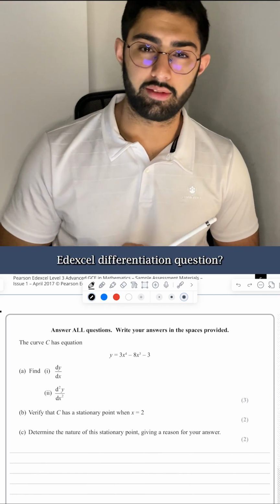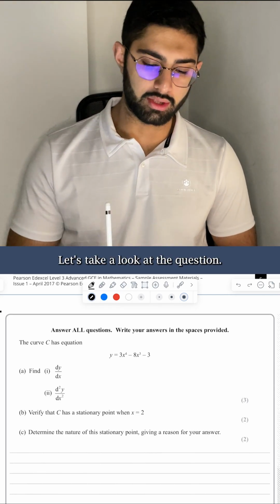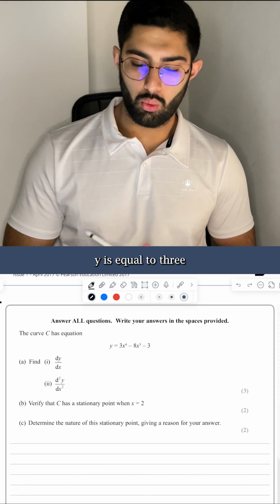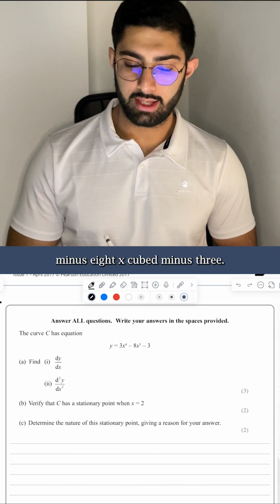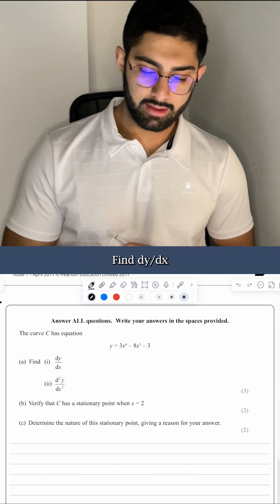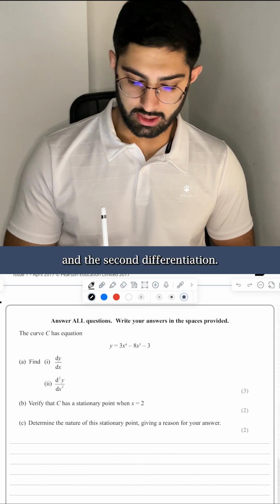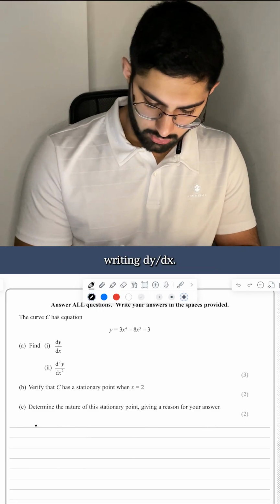Can you solve this Edexcel differentiation question? Take a look at the question. The curve C has an equation y is equal to 3x to the power of 4 minus 8x cubed minus 3. Find dy over dx and the second derivative. Let's just start writing it.